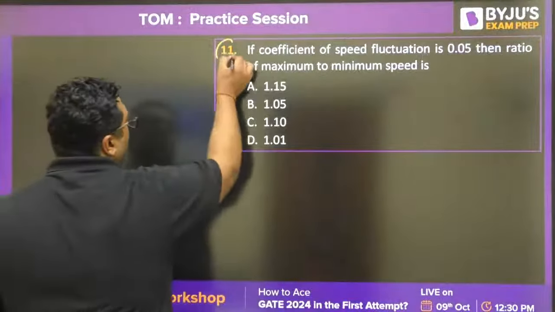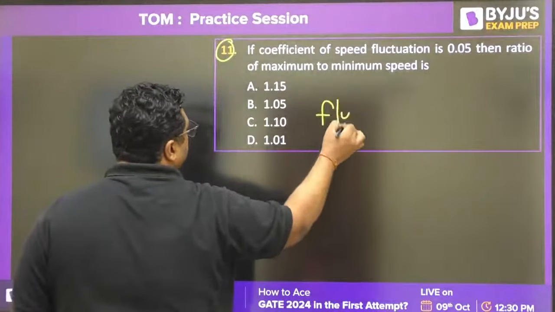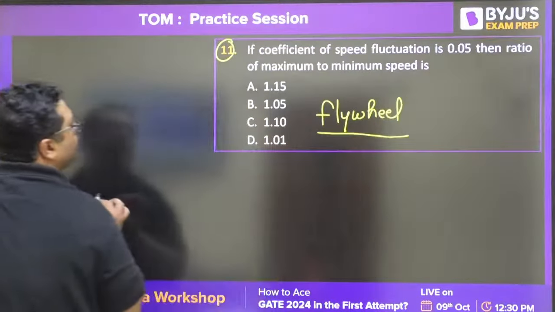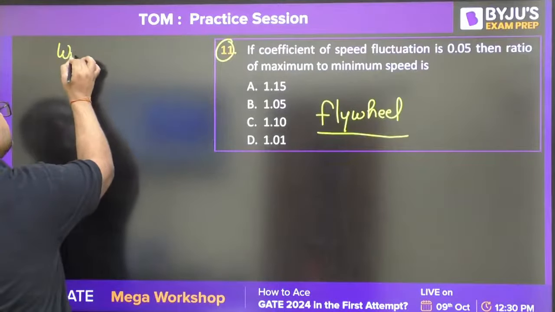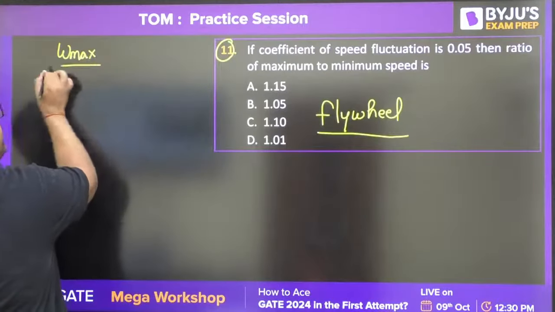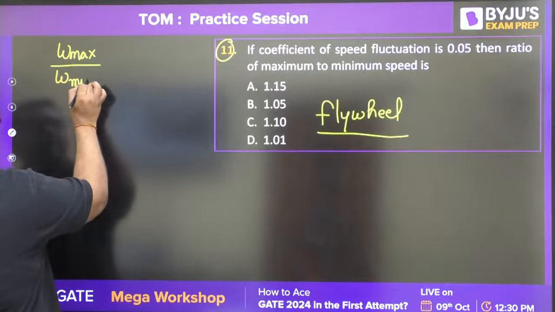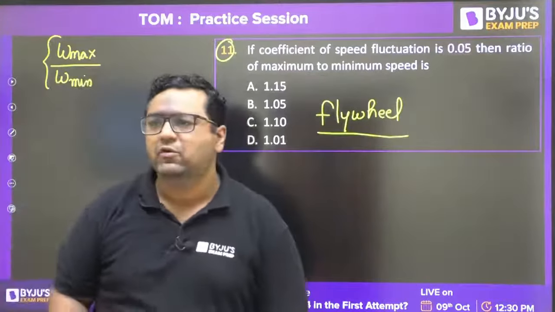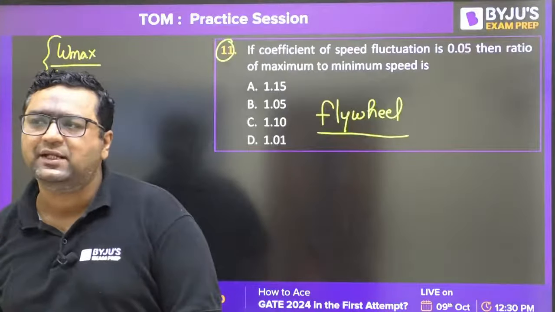Question number 11 now is from Flywheel, guys. They are asking you the ratio of omega max divided by omega min. I am covering all the topics in these 20 questions. 50% of the task is done, 50% is yet to be done.